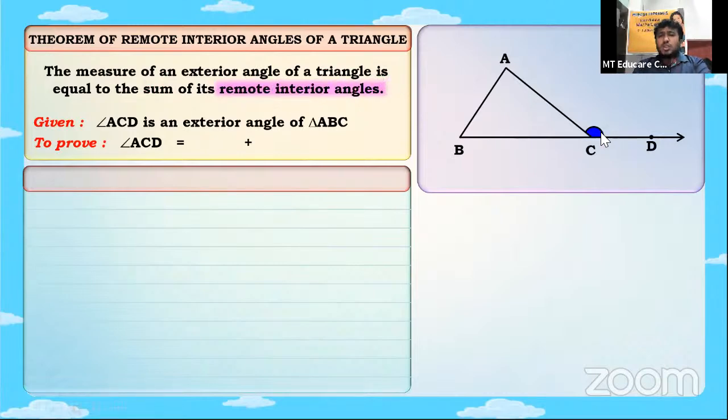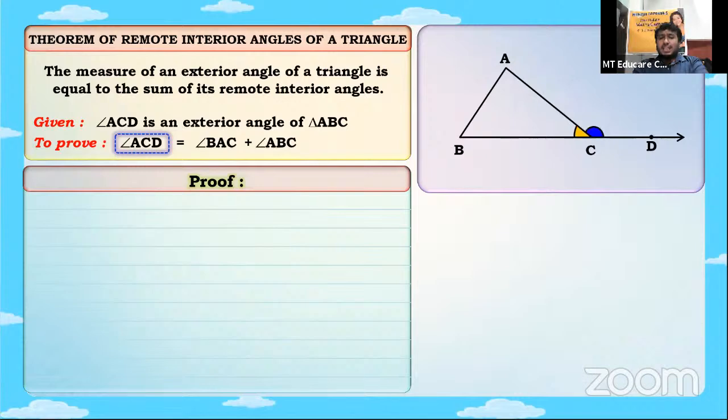Now students, which are the two interior angles which are far away from the exterior angle? C is right next to it, so which angles are far from it? A and B. So it will be angle A plus angle B. Angle A we will write as BAC and angle B can be written as angle ABC. So we have to prove exterior angle is equal to the sum of its two remote interior angles. Okay students, let us start with this.